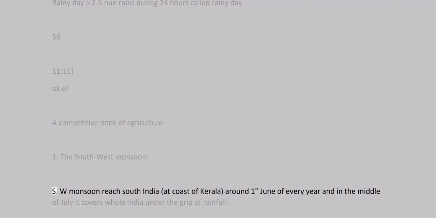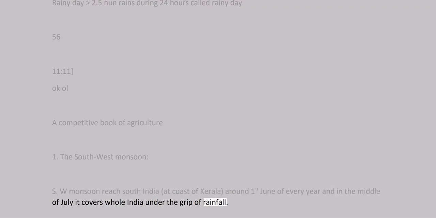1. The southwest monsoon, SW monsoon, reaches South India at the coast of Kerala around 1st June of every year, and in the middle of July it covers the whole of India under the grip of rainfall. Its withdrawal starts from western Rajasthan on the 1st of September, and completes from the whole country by the 15th of October.